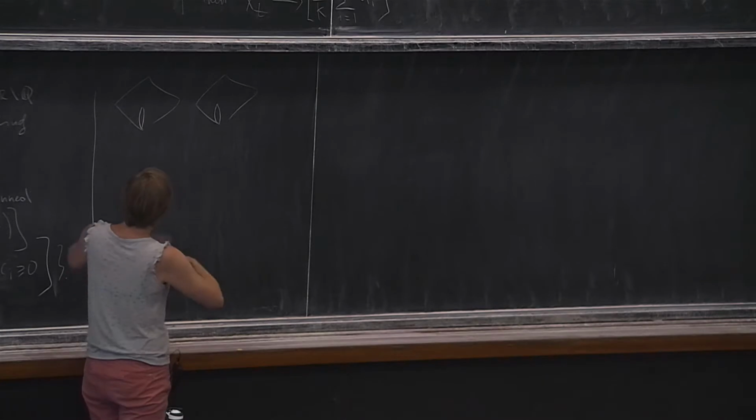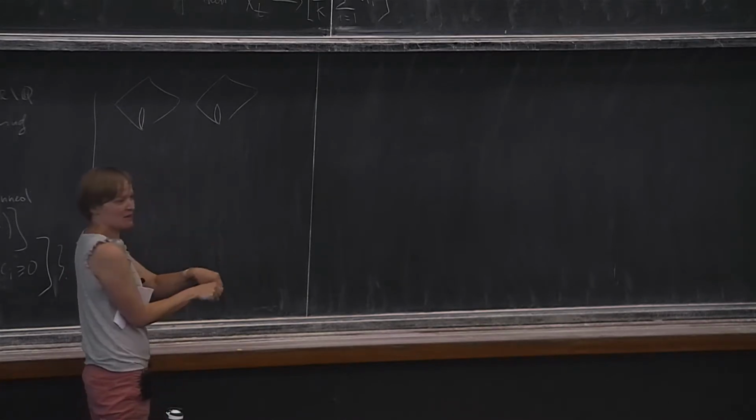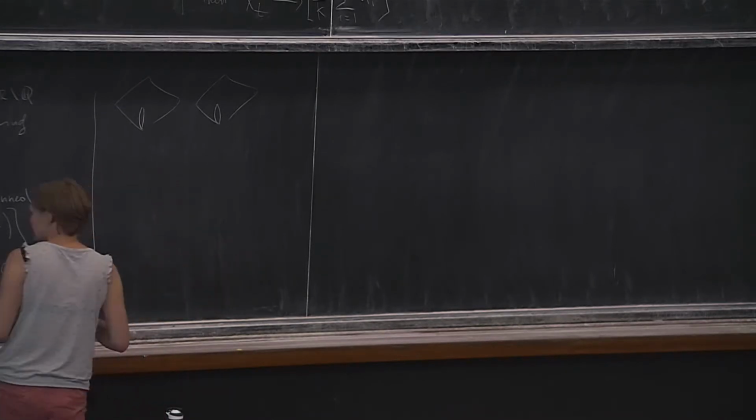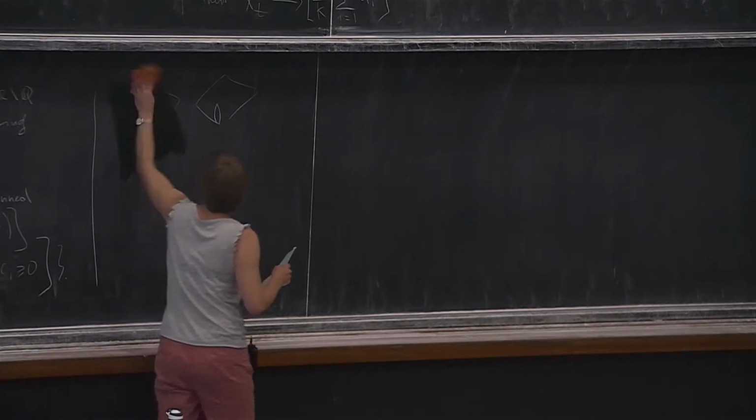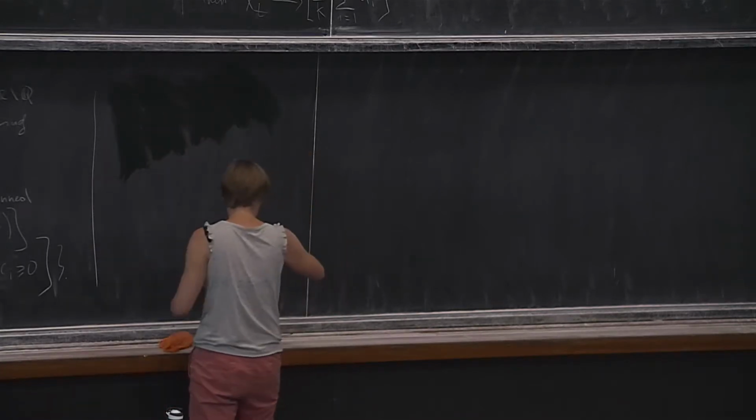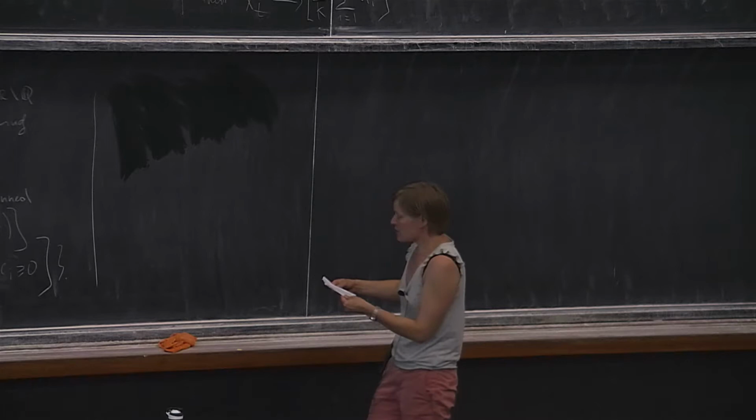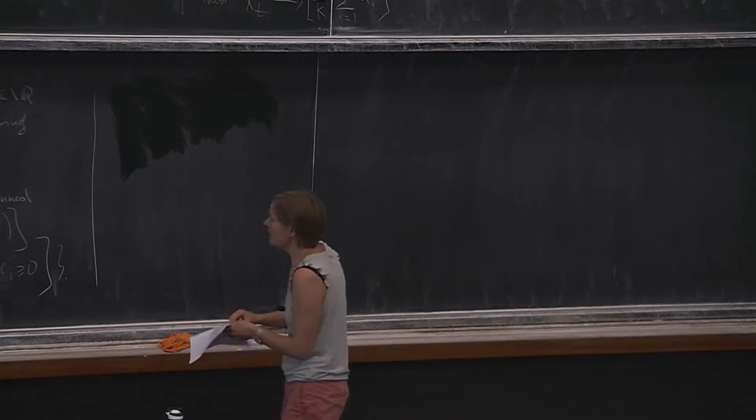Okay, so here you just pull them like that, and you have a surface of genus 2. Okay, so I want to sketch a proof of that.